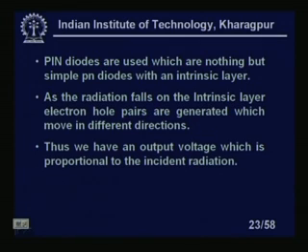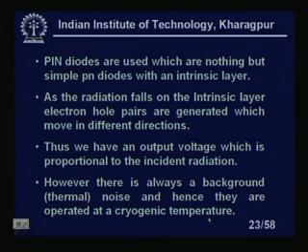As the radiation falls on the intrinsic layer, electron hole pairs are generated, which move in different directions, obviously. Thus, we have an output voltage which is proportional to the incident radiation. Clear? Without any incident radiation, I won't get any output voltage. However, there is always a background thermal noise, and hence they are operated at cryogenic temperature.